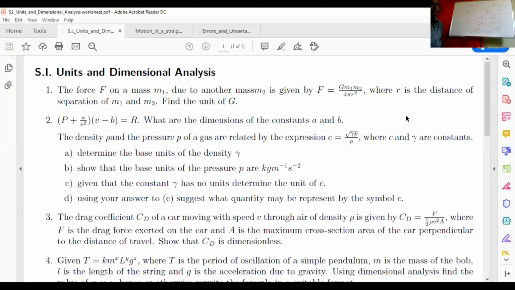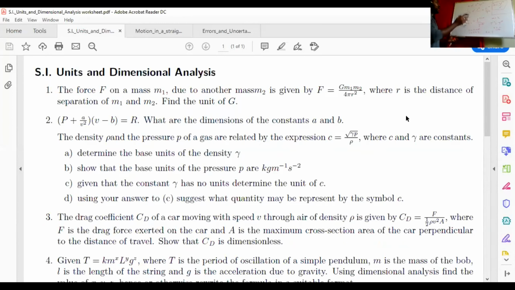All right, so question 1. The force F of a mass m1 due to another mass m2 is given by F equals G m1 m2 over 4 pi r squared, where r is the distance separating m1 and m2. Find the unit of G.